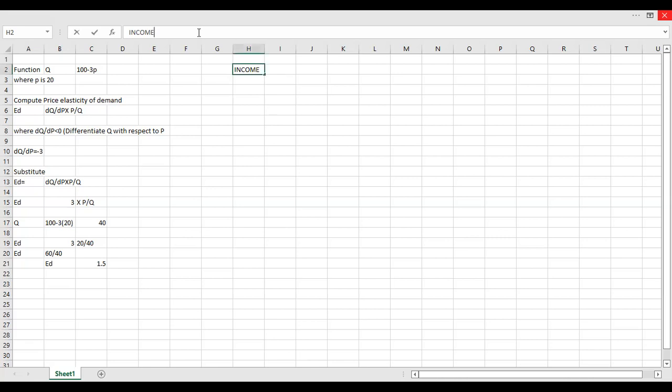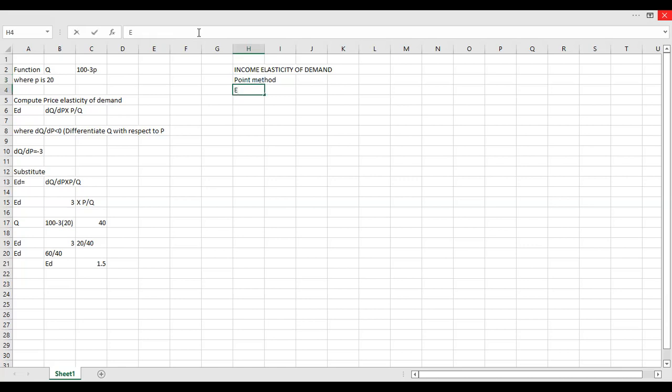Income elasticity of demand. The income elasticity function, which is denoted as EY, we are told to make use of two methods. The first one is the point method, using the point method.